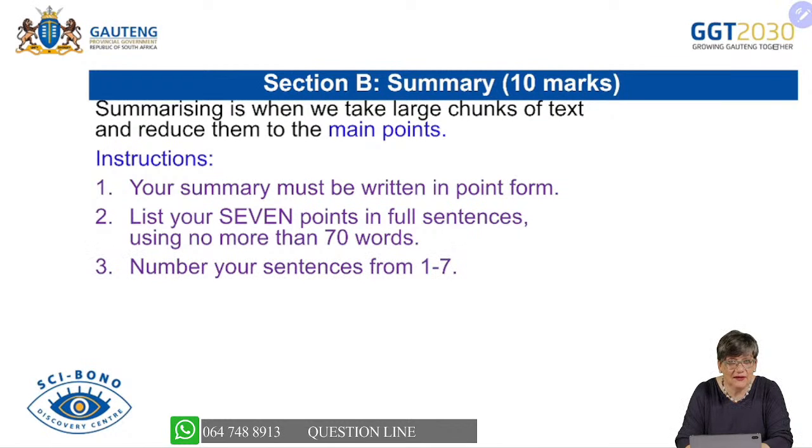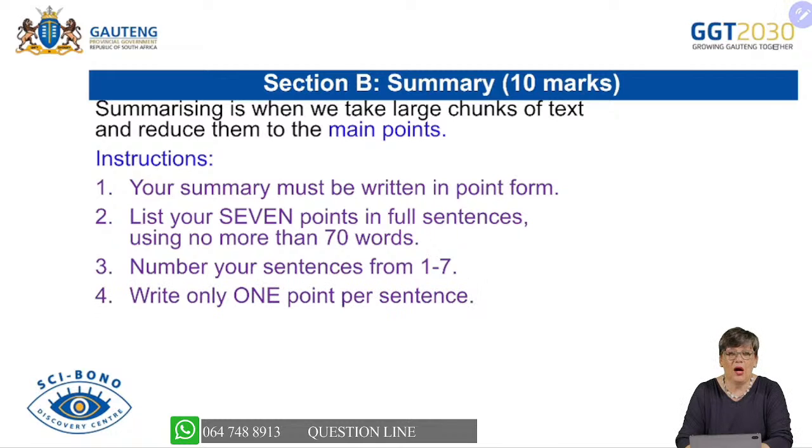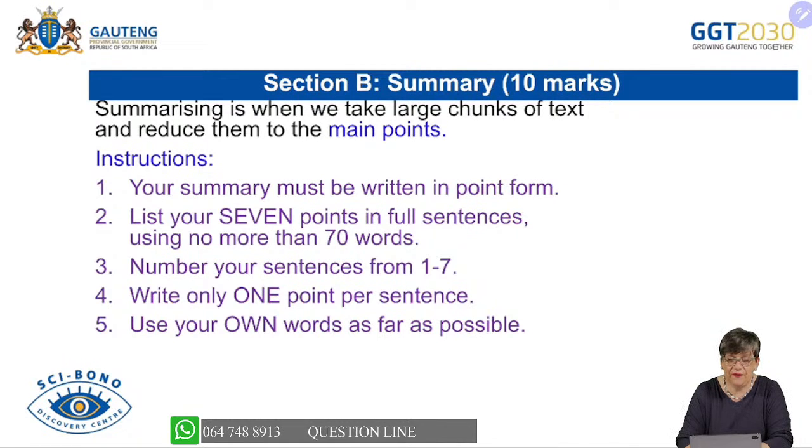Number your 7 sentences from 1 to 7. Write 1 point per sentence. This is really important because sometimes you might want to add a second point. The examiner will only mark the first point and ignore the second point. So stick to 1 point per sentence. Use your own words as far as possible. And remember how we did that?